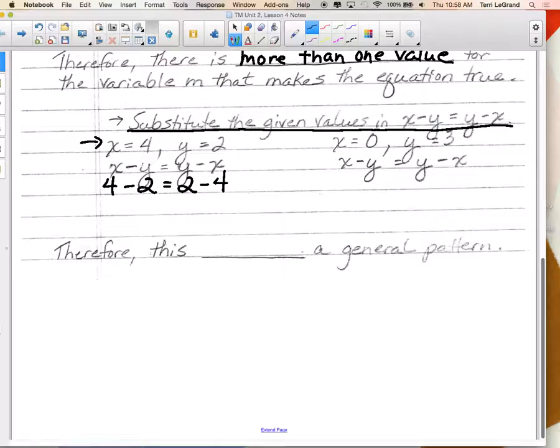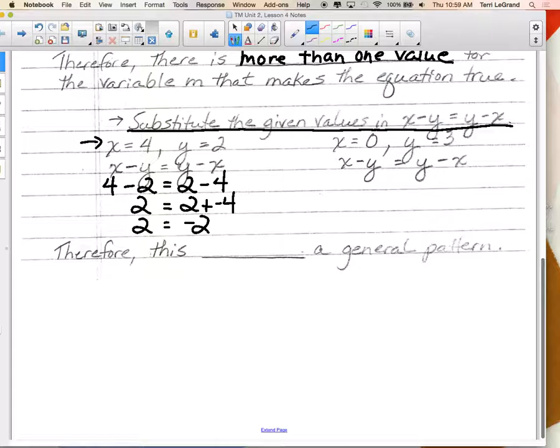What's 4 minus 2? 2. What's 2 minus 4? Negative 2. Because remember, what are we going to do with subtraction when we are subtracting a bigger number? We're going to take it and change it to add the opposite. So that becomes negative 2. Not 2, does it? It becomes negative 2. So the one side is a positive 2, the other side is a negative 2.